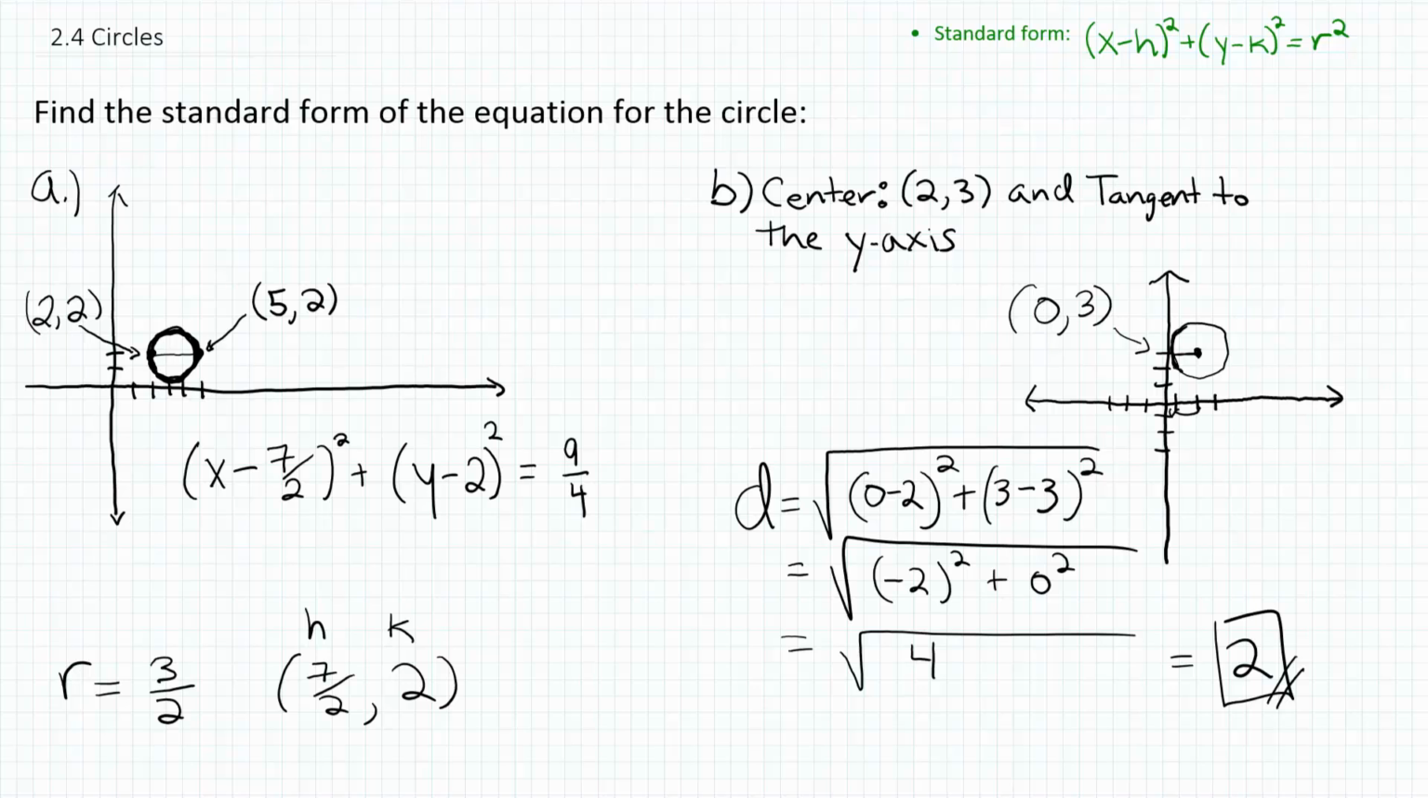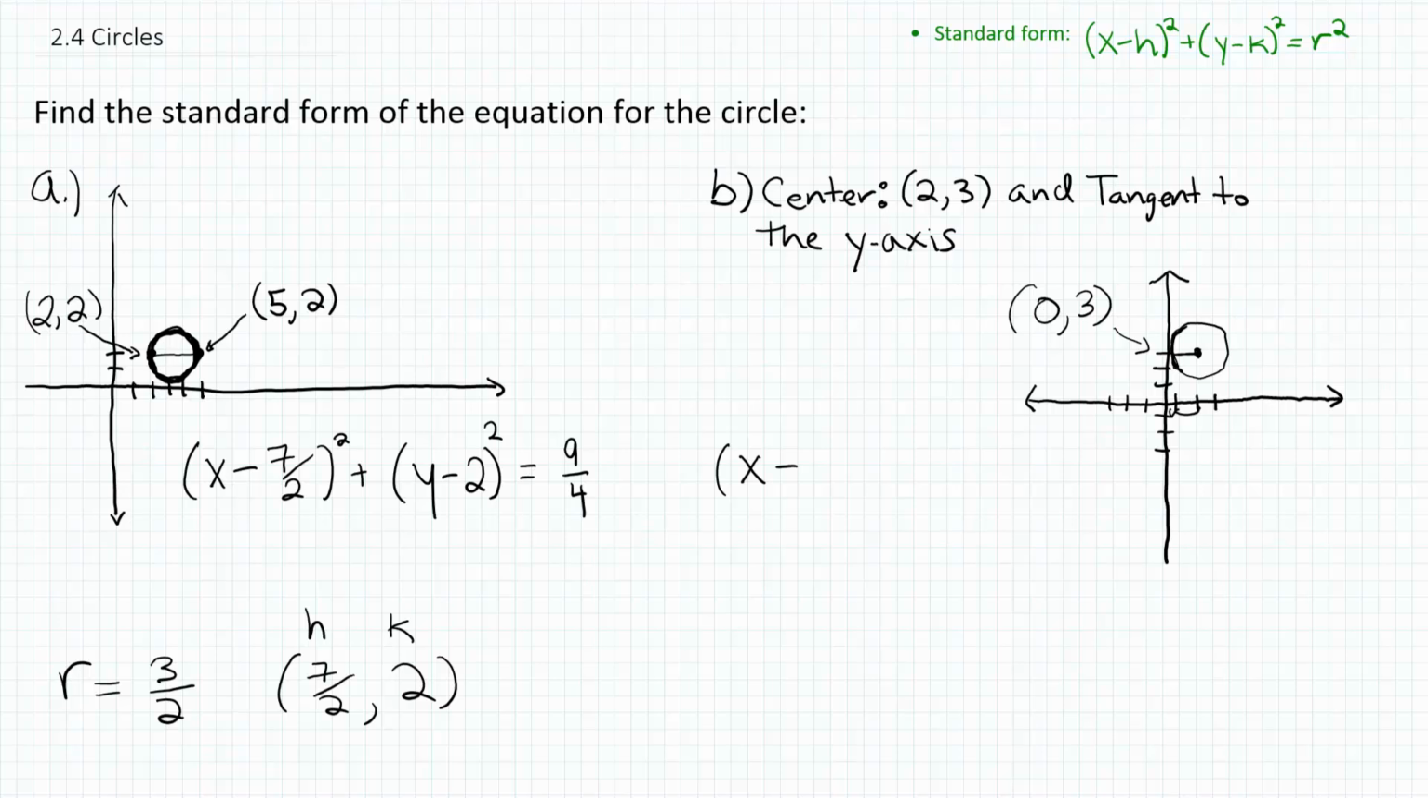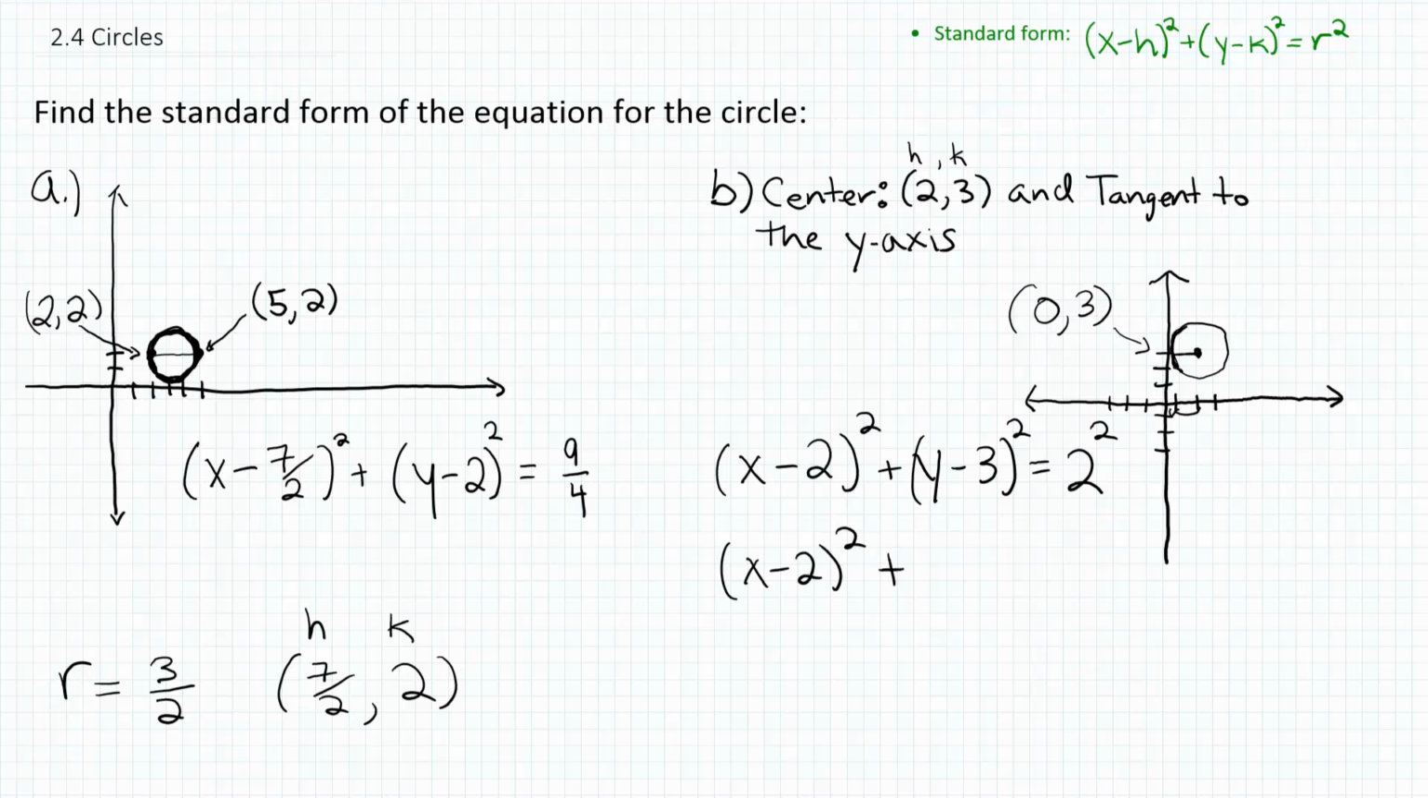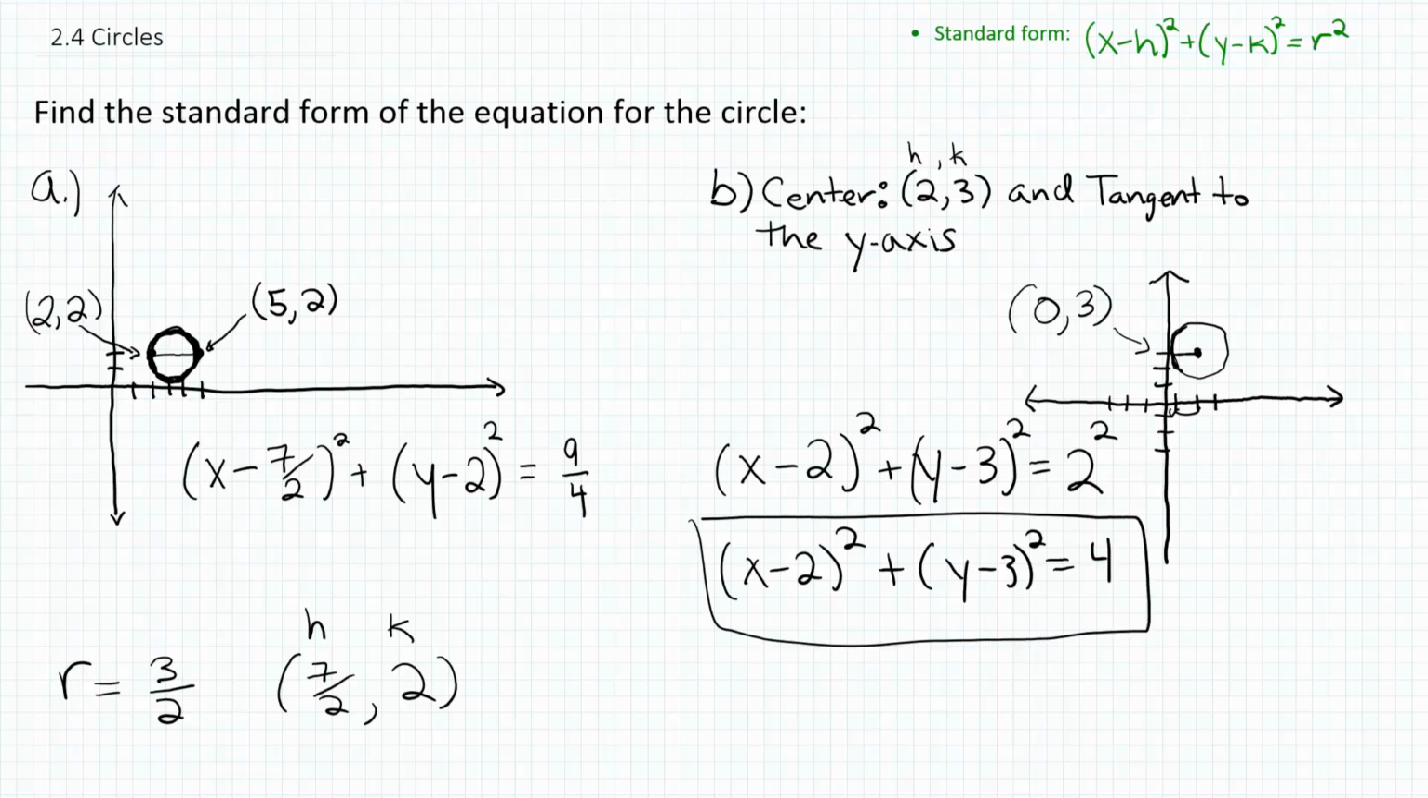Okay, so let's plug it into our standard form. So we'll have x minus the h part of our center. That means the x part of the center, which we said was 2. That'll be squared, plus y minus the k part of our center. So remember that our circle up here is (h, k) for the center. So the k, of course, will be 3. That'll be squared. And that'll be equal to the radius, which we just decided was 2. So we'll square that 2 to get 4. So the final answer is (x minus 2) squared plus (y minus 3) squared is equal to 4. And that's the standard form for equation B.